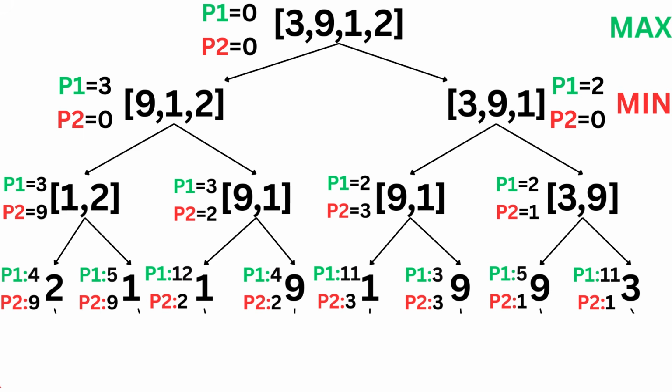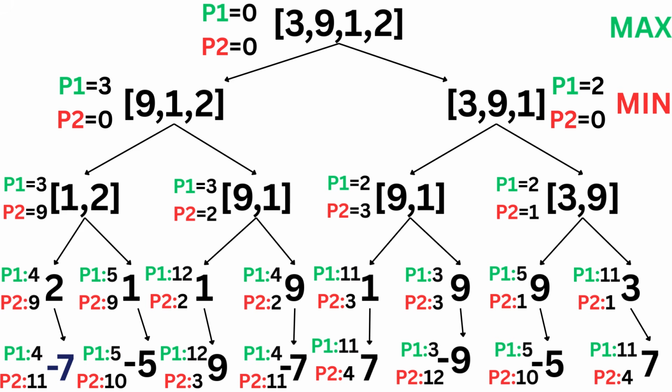Now it's again max's turn. On the leftmost side, if it chooses 1, it is added to its previous total score, which was 3. So now player 1 has a score of 4. Similarly, if it chooses 2, the total score of player 1 becomes 5. Similarly, you can calculate the player scores for each node at this level.